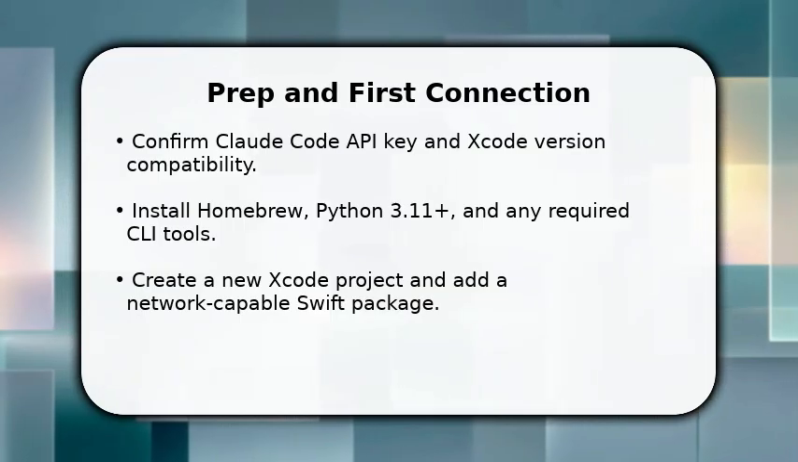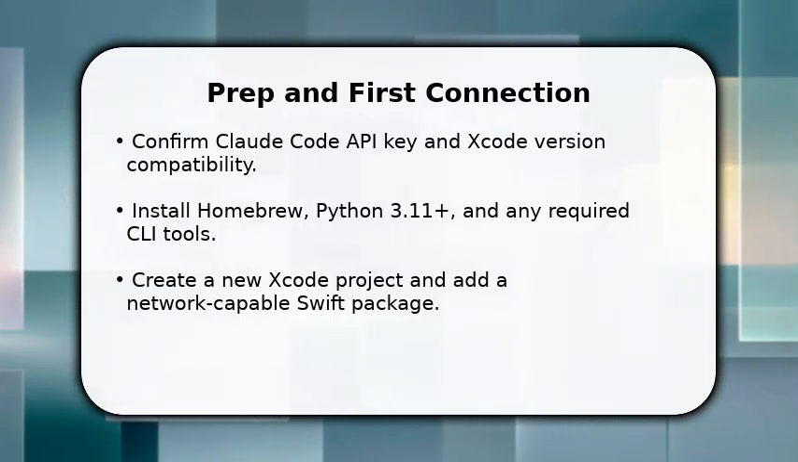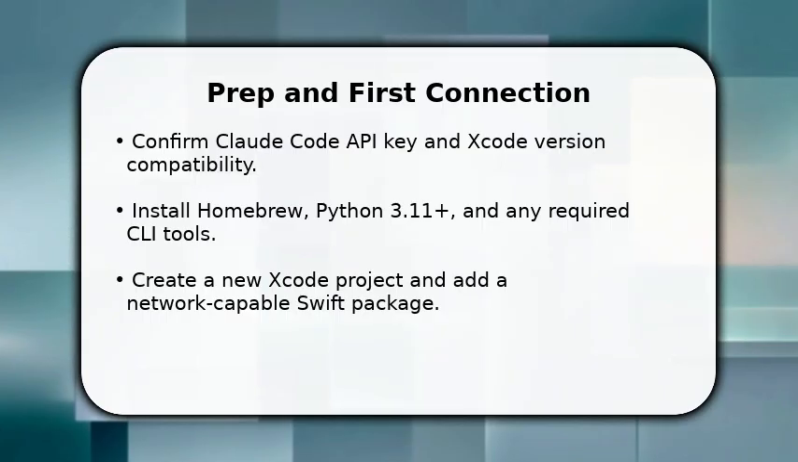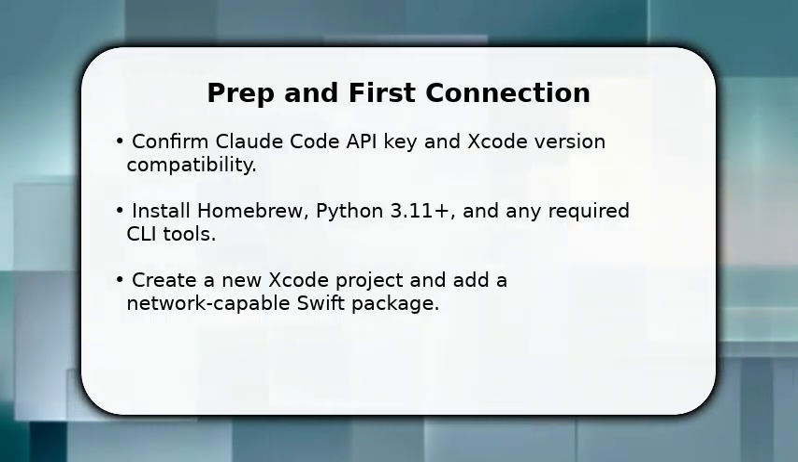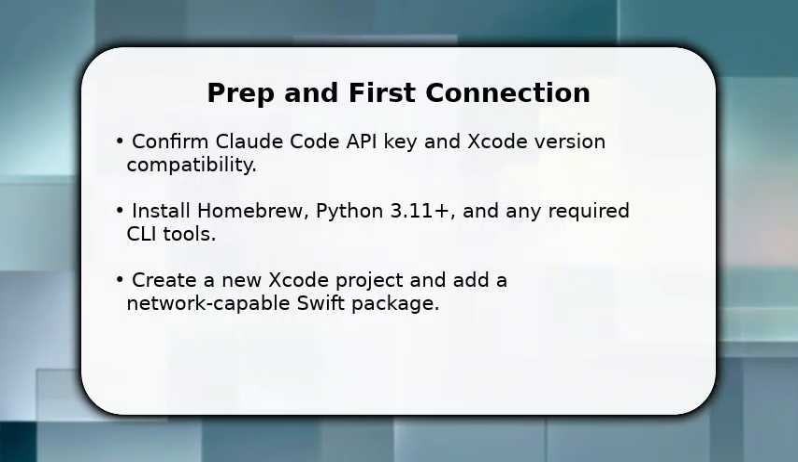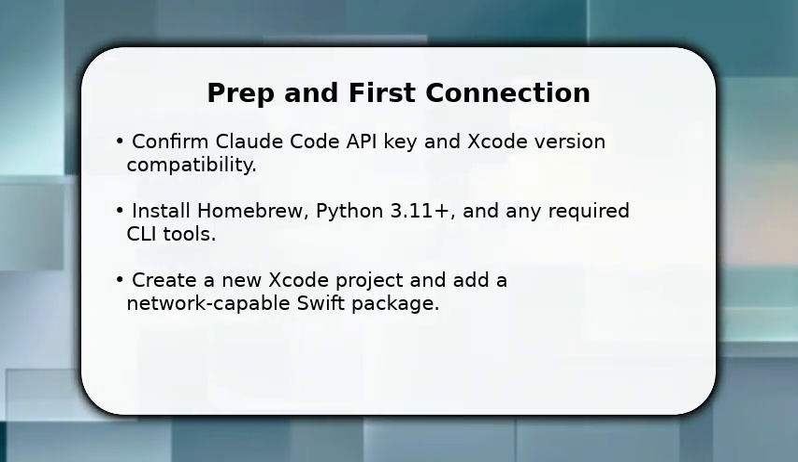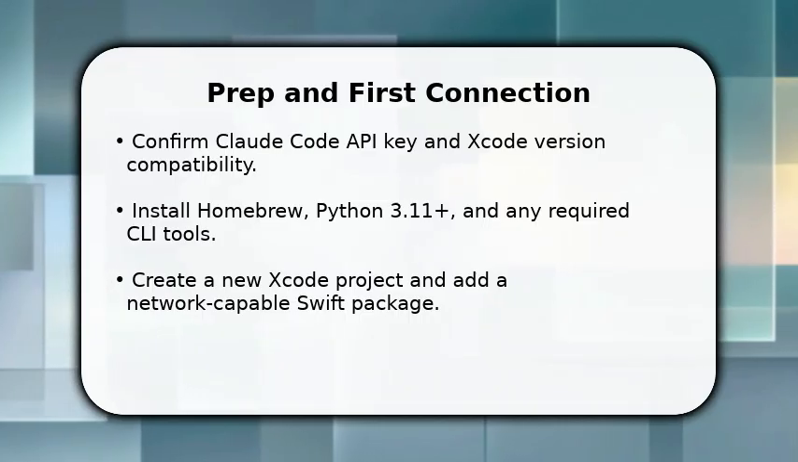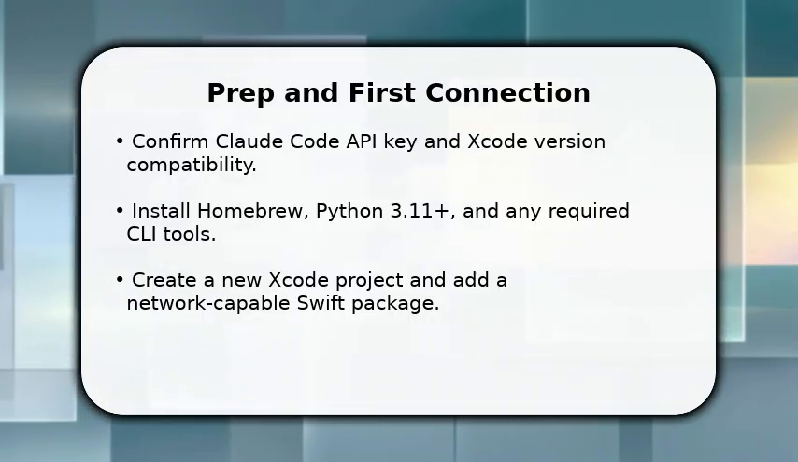Enjoy the video. You start by verifying prerequisites: API key, Xcode version, and Swift toolchain. Open your new Xcode project, add a Swift package for HTTP requests, and store the API key in your keychain or environment file. Once done, build a minimal networking layer that posts JSON.